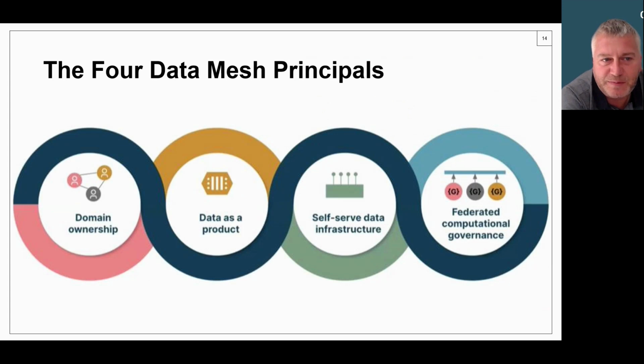There's 4 main principles behind it. So domain ownership: the people that produce the data own the data, and they deliver that data as a product back to the rest of the organisation. That allows other people in the organisation to self-serve that data and utilise it alongside other databases. But then also to have that overarching federated governance that makes sure that we're all talking the same language.